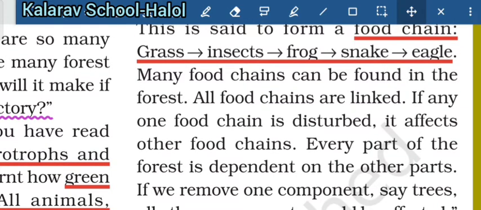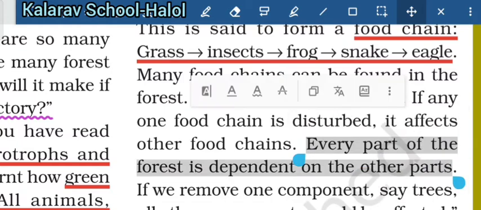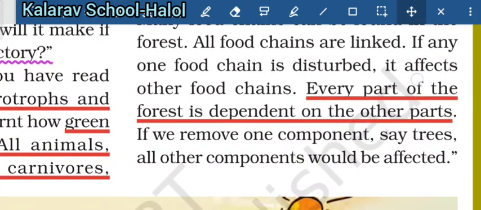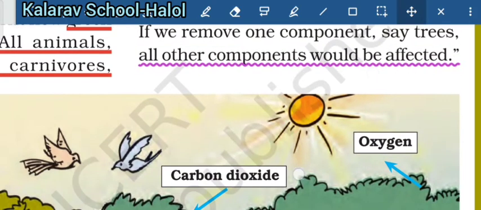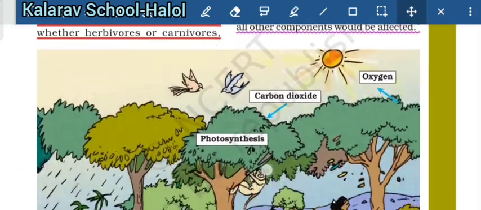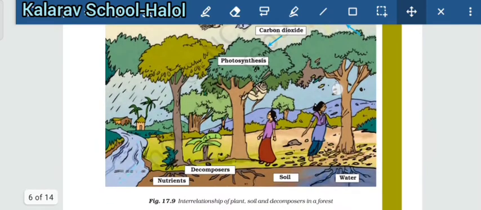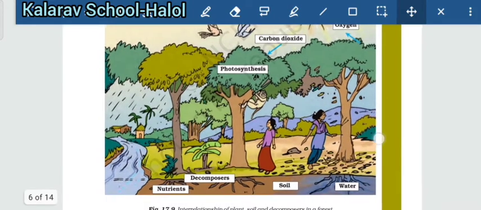If any one food chain is disturbed, it affects the others. So every part of the forest depends on another part. If we remove any one of the components, say trees, all other components would be affected. Here you can see in the diagram the relationship between plant, soil and decomposer in the forest.